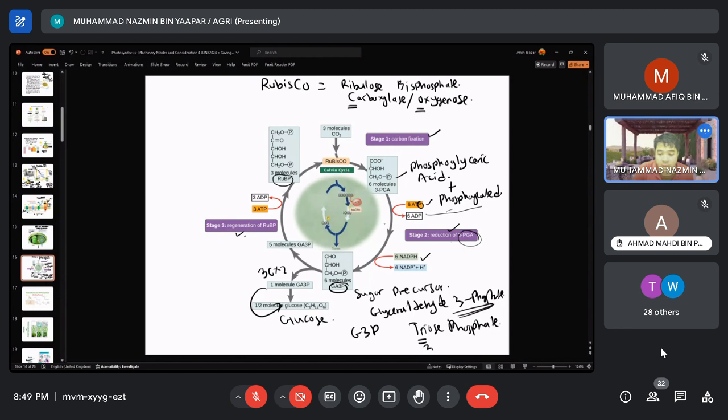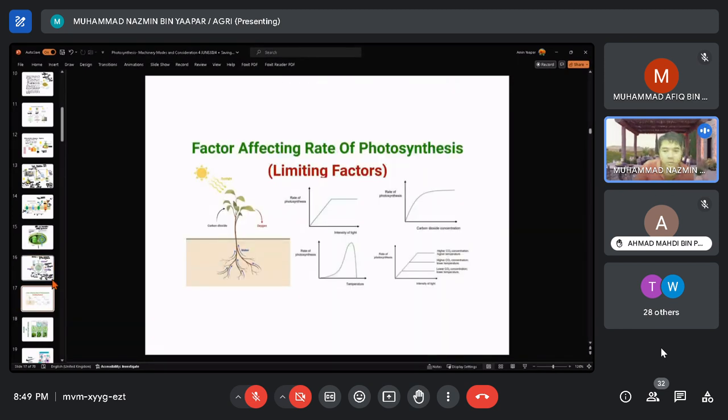Tri means three carbon sugar. G3P, three carbon sugar. Glyceraldehyde, three carbon sugar. You see, they're all three carbon sugar. So they are synonyms. It's just the same thing. It's like to confuse us. Well, they might confuse you. I'm kind of used to it.